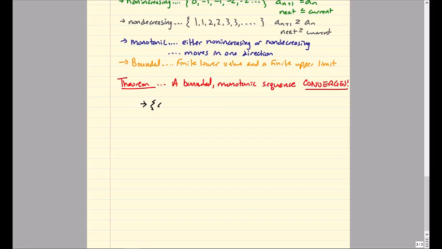So let's look at the sequence. Again, the sequence are these terms: 2 minus 1 over n, n equals 0 to infinity. So the terms here would be 1, 3/2, 5/3, 7/4, 9/5, etc. So we can see here what's going on. The denominators go increasing by 1: 1, 2, 3, 4, 5. The numerator is the sequence of odd integers: 1, 3, 5, 7, 9.